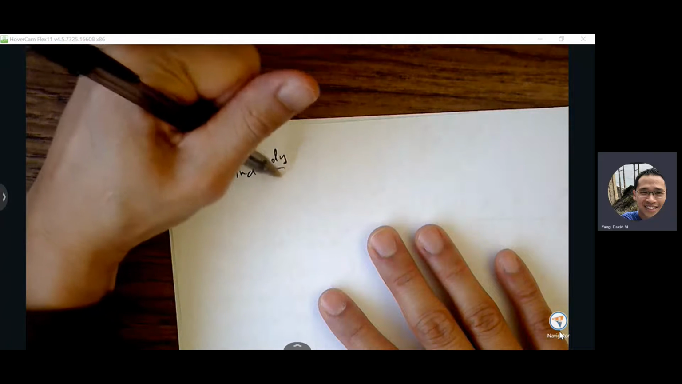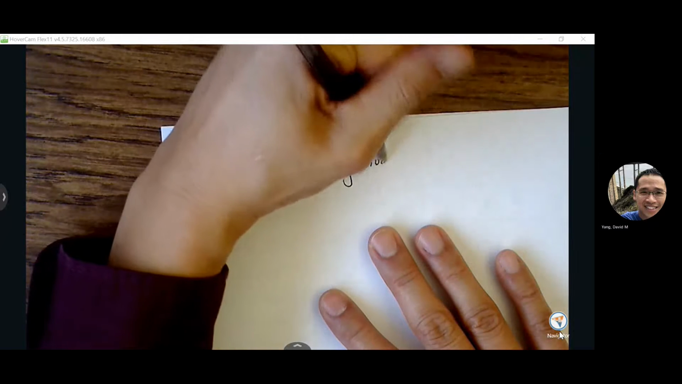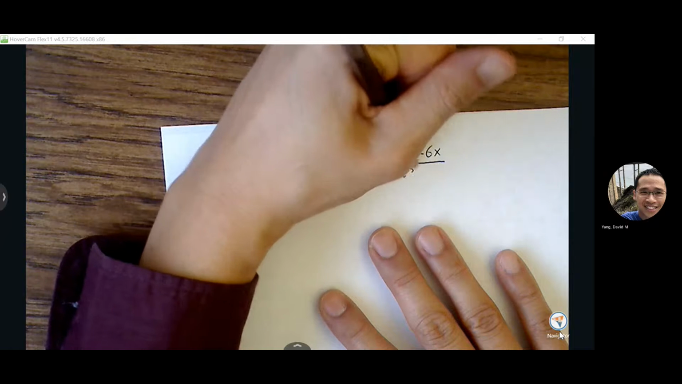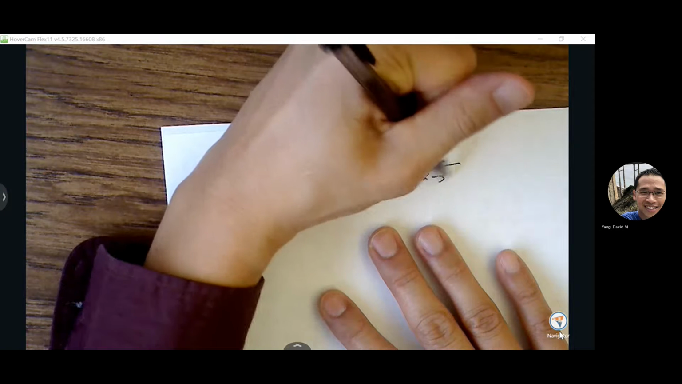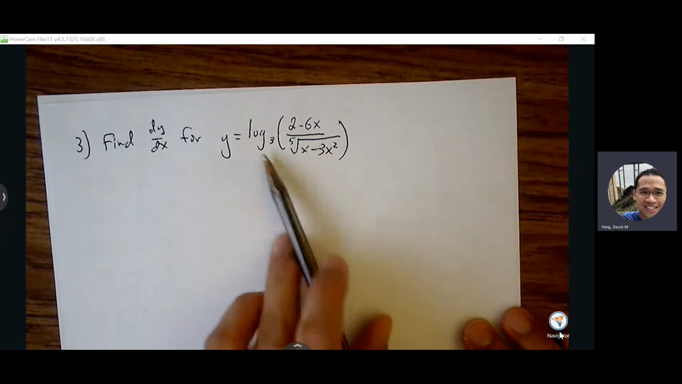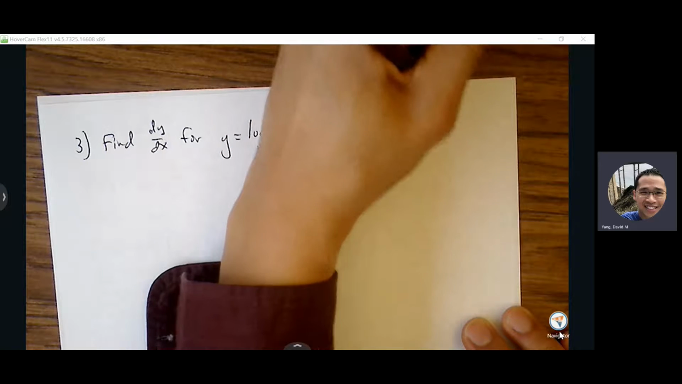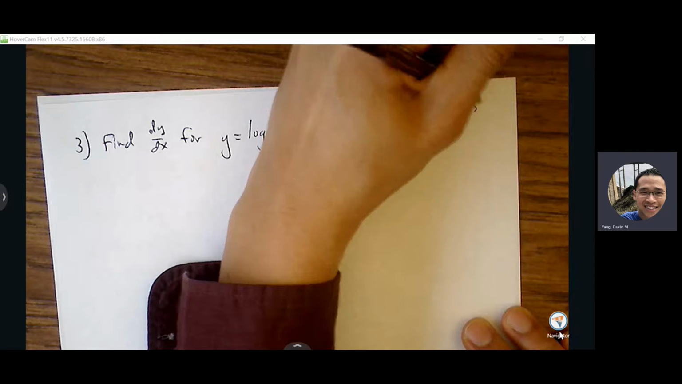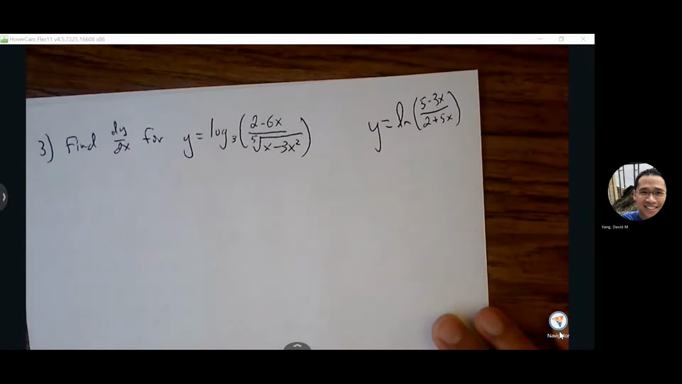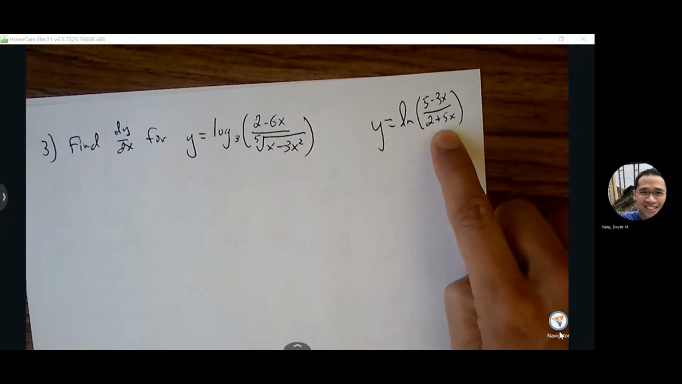Find dy dx. Okay, this looks like a mess, but pretend like this is an easier problem. Pretend like this was y is equal to natural log of 5 minus 3x over 2 plus 5x. Right? Is there anything that we can do with this problem to make it easier to work with?